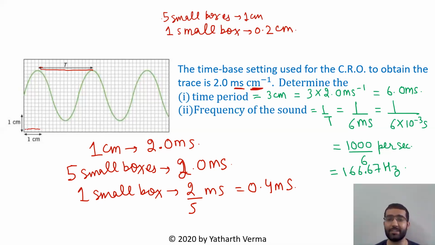So what we did here, to find out the time period, we used the scale on the time base setting of the trace. From that we found out the time period, and 1 by time period is the frequency. So basically the distances between the troughs or crests help us in calculating this.